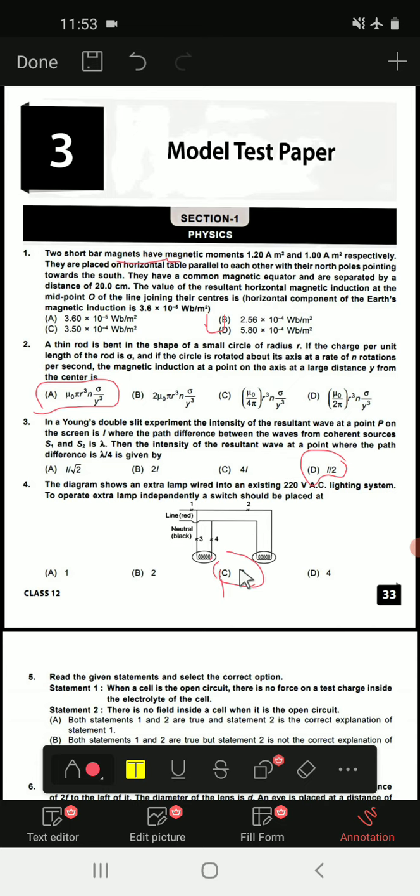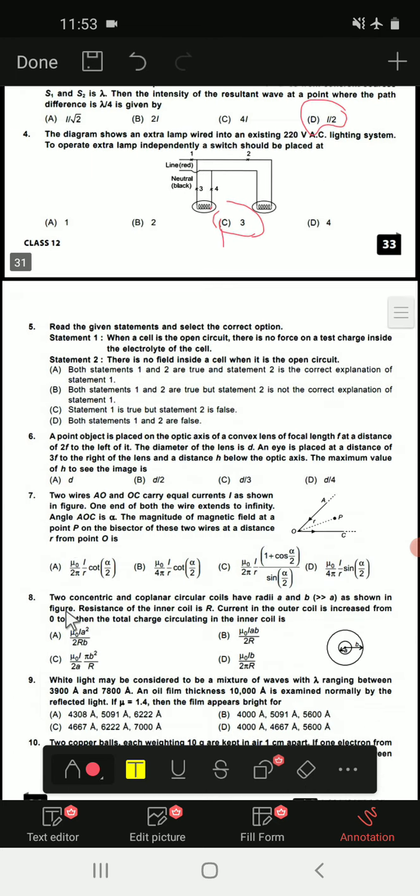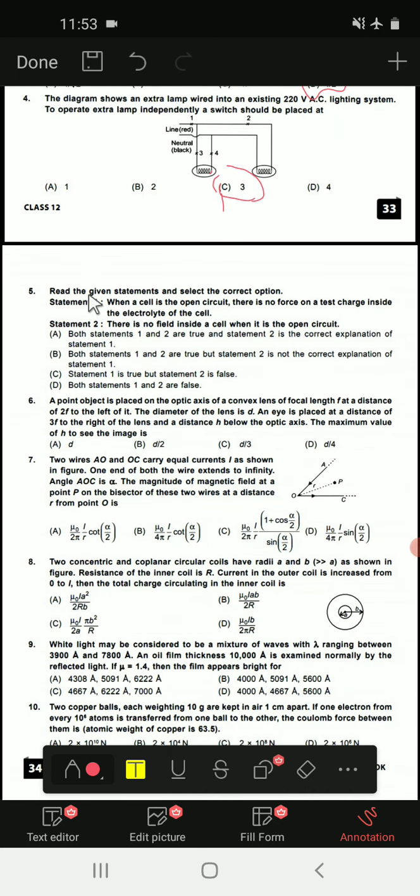After that, we have the next question, which is again an assertion reasoning based question. Read the given statements and select the correct option. The first statement tells us when a cell is in open circuit, there is no force on a test charge inside the electrolyte of the cell. And statement 2 tells us there is no field inside a cell when it is in open circuit. Now we have these four options: A, both statement 1 and 2 are true, and statement 2 is the correct explanation of statement 1.